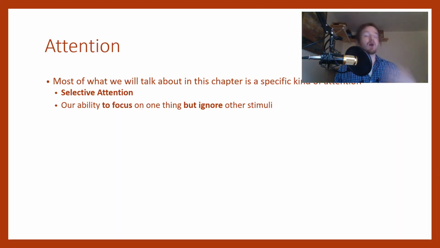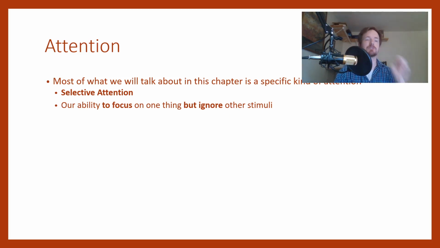Whenever we talk about attention, a lot of what we're going to be talking about this chapter is what is called selective attention. The textbook spends considerable time talking about selective attention. Selective attention is your ability to focus on one thing, but ignore things that are not relevant to your task at hand. So it is basically a two-component process: on one hand, the ability to focus on something, and on the other hand, the ability to block those things out. We're going to be looking at both of these things.